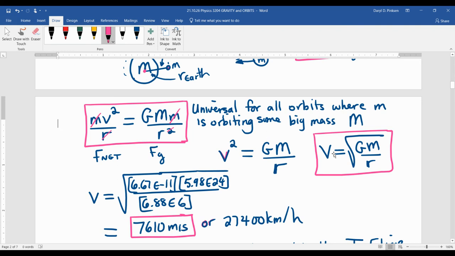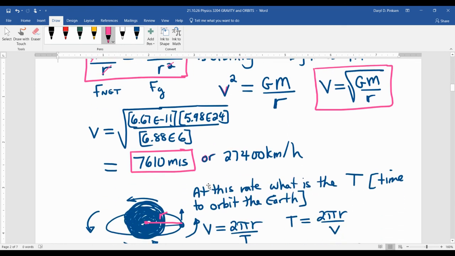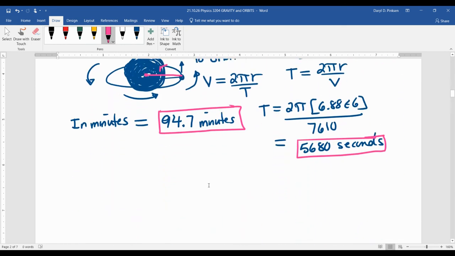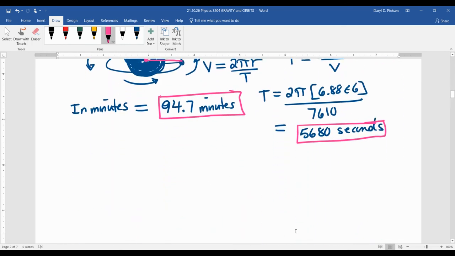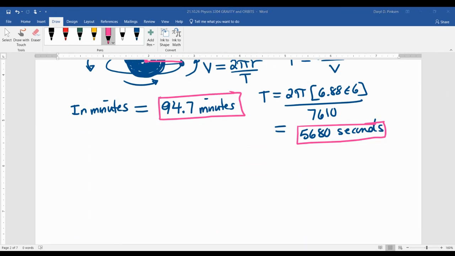But there you are. V is equal to the square root of GM over r. That tells you everything you need to know about orbits. And honestly, now you can answer all kinds of questions about orbits. And end scene.